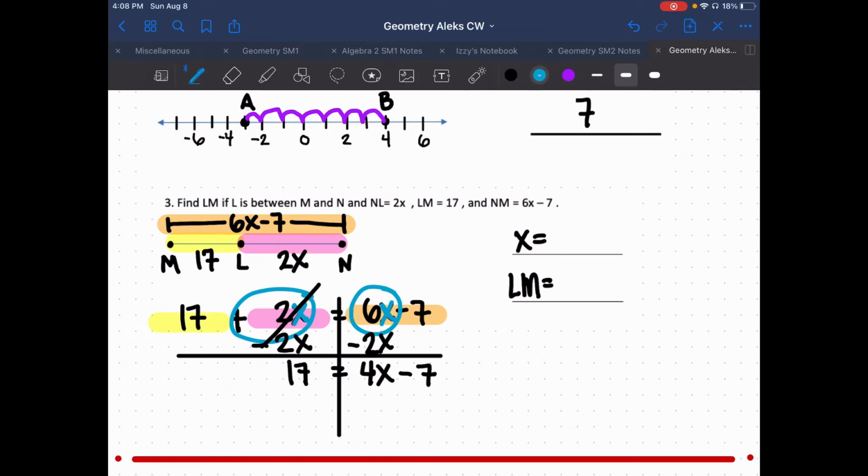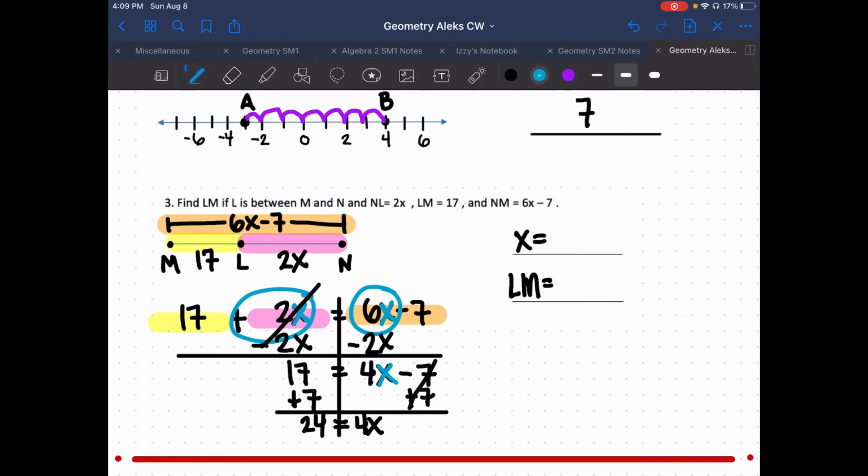I need to next go ahead and take a look at my side with the x value. And what I have to do is I have to undo my addition or subtraction. So I'm over here on the left side with my blue x. I see minus 7, so I'm going to go ahead and add 7. What I do to one side, I must do to the other. 17 plus 7 is 24. I'm going to bring down my 4x.